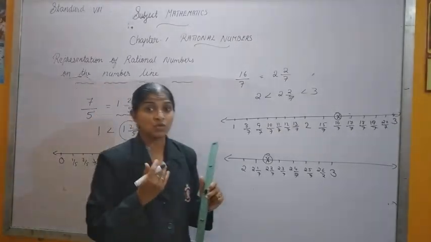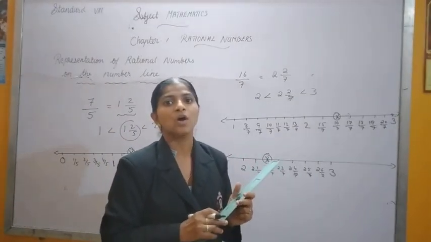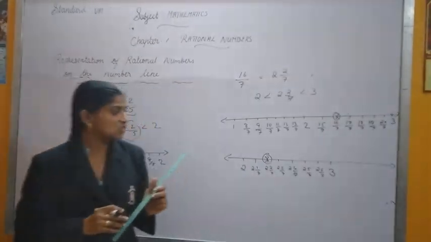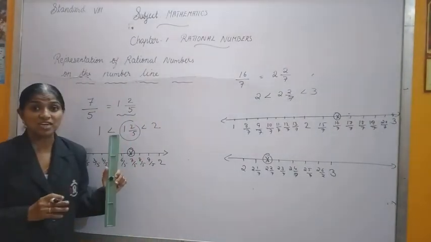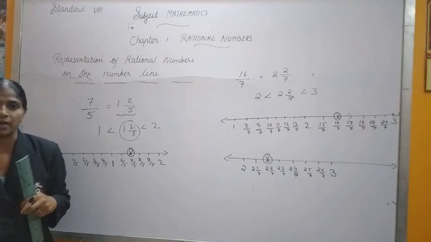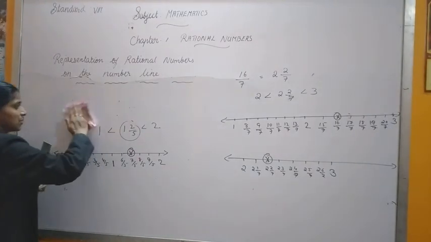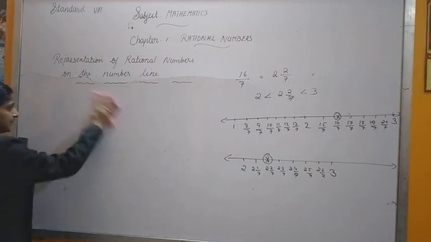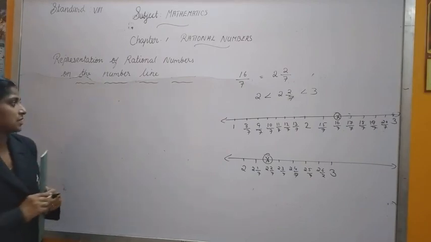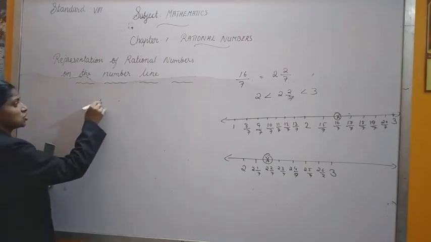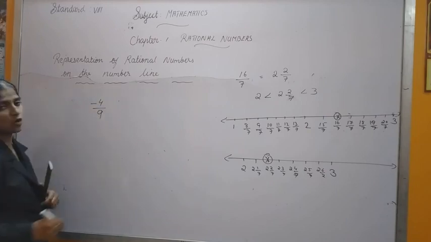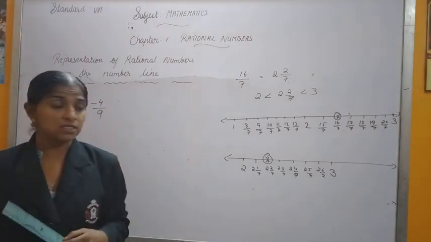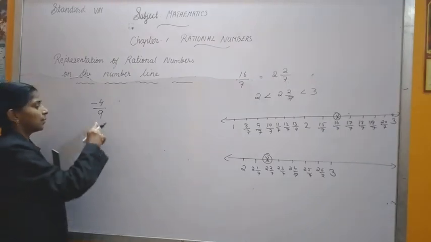Now we studied how to represent a positive rational number on the number line. Next we see how to represent a negative rational number on the number line. For that also I will show you some examples. First is how to represent minus 4 upon 9 on the number line.